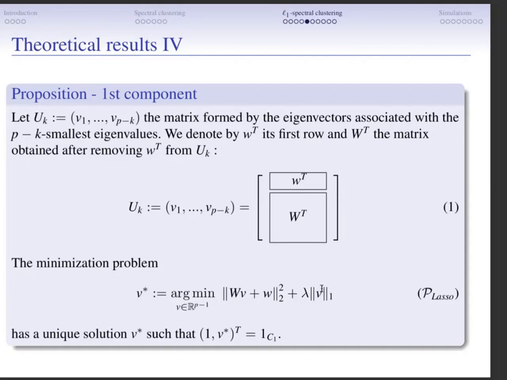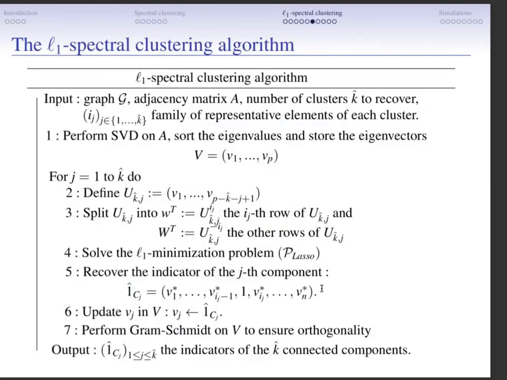So our algorithm looks like this. As input, you have your graph G, the adjacency matrix A, the number of clusters to recover, and the assumption that you know one node belonging to each component. So you need a family of elements which are all in the k clusters to recover. First you perform your spectral decomposition on A, and you sort the eigenvalues and the eigenvectors V1, ..., Vp.